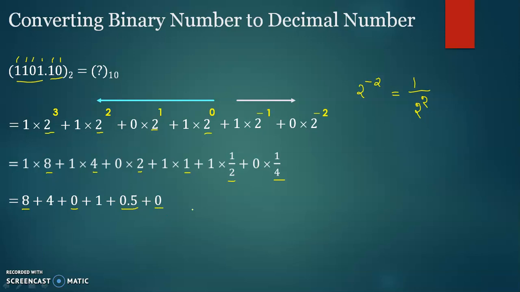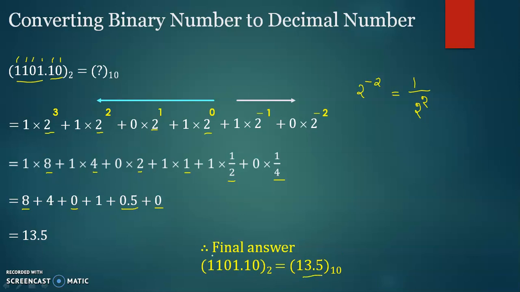Now one step remains, that is to add all these numbers. Whenever you add all these numbers, you will get 13.5. So your final answer is that 1101.10 in binary is converted to 13.5 in decimal. So that is your final answer. I hope you understand this process. That's all.